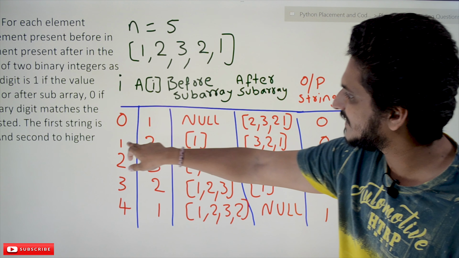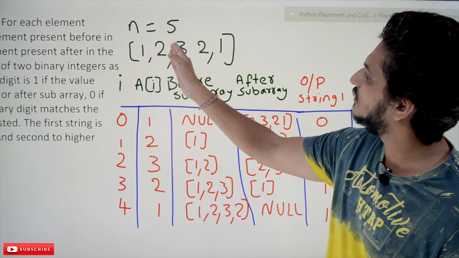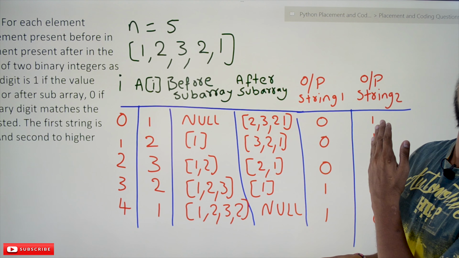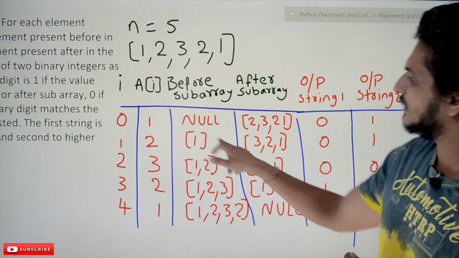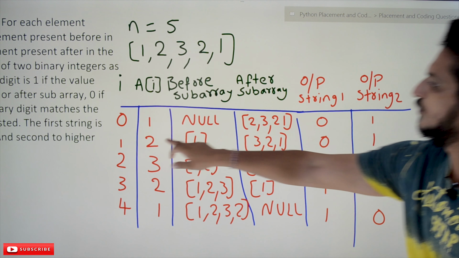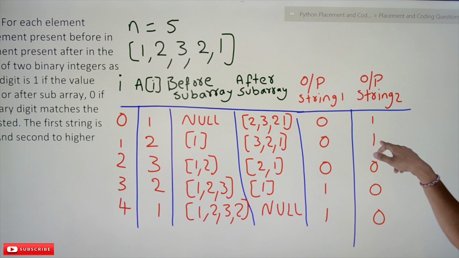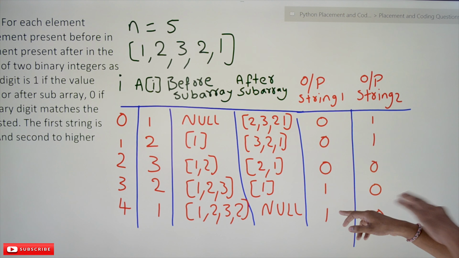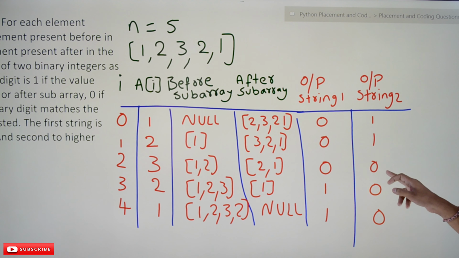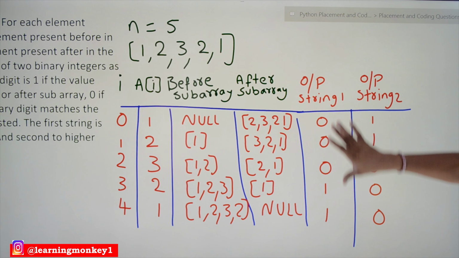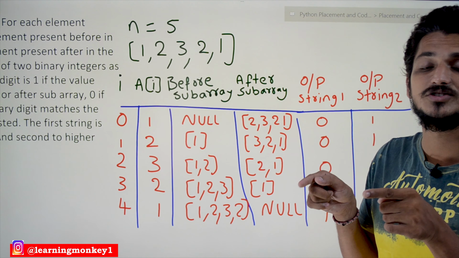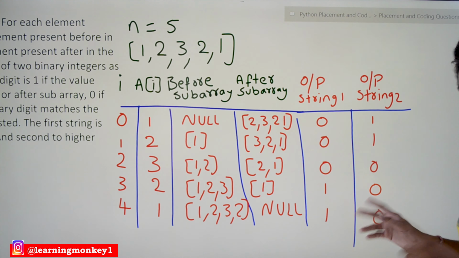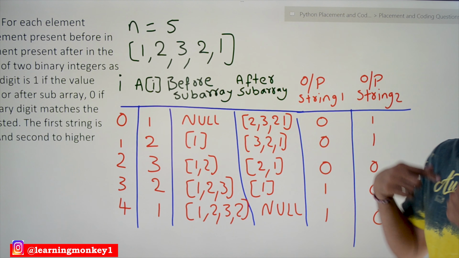The same way, what is the second element? 2. Left sub list means 1 will come under the left sub list, and 3, 2, 1 will come under the right sub list. Is 2 present in the left sub list? No, 0. Is 2 present in the right sub list? Yes, 1. This is how you have to take it: 0, 0, 0, 1, 1 belongs to the left subarray, and 1, 1, 0, 0, 0 belongs to the right subarray. You consider each as a string of binary digits. So this is one string, this is another string, and these two strings you have to display as the output.